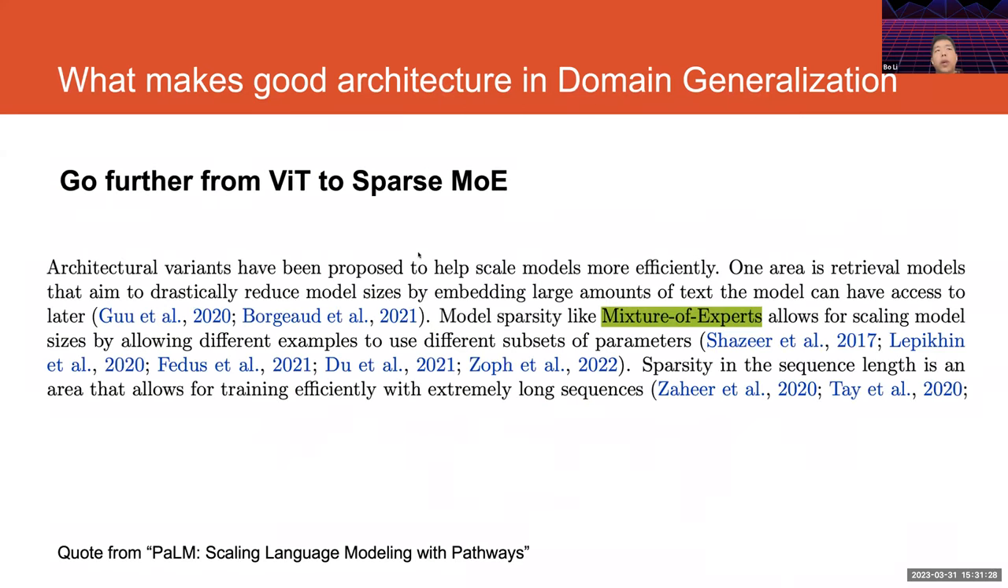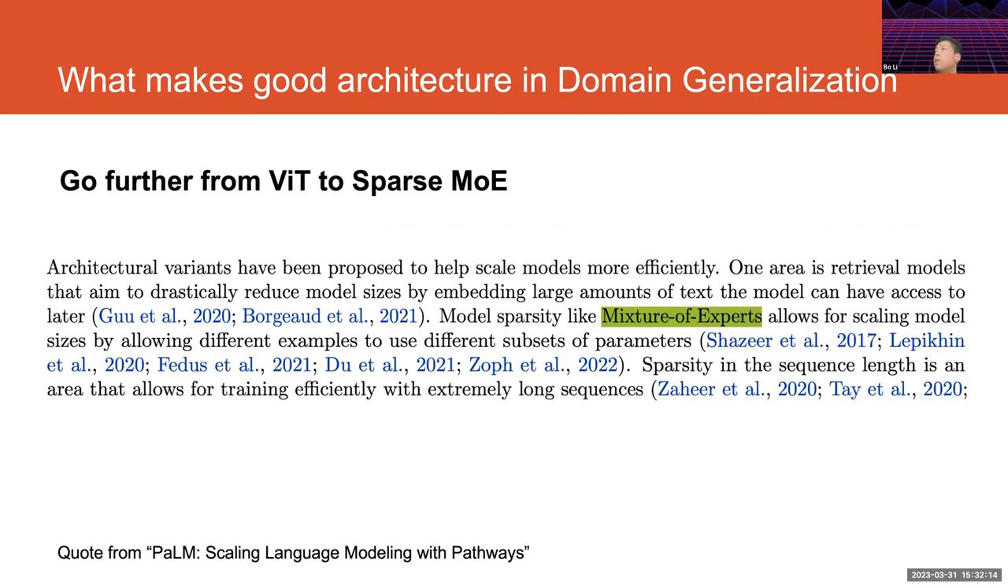Previously, from both empirical observation and theoretical analysis, we concluded that a good architecture will naturally lead to good algorithms in generalization tasks. And we concluded that ViT is better than CNN-based architectures in generalization tasks. Next, we will go one step further, from ViT to sparse MoE. This is a sentence from the recent famous Google paper, PaLM, Scaling Language Modeling with Pathways.